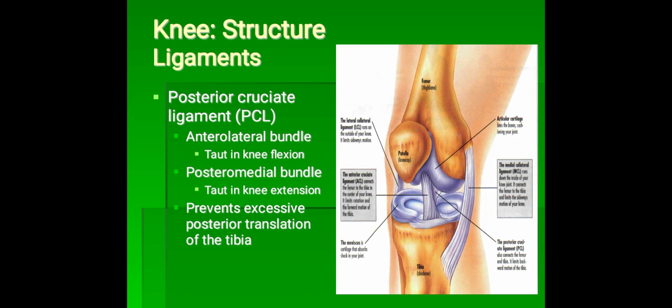The posterior cruciate ligament originates from the lateral surface of the medial femoral condyle and inserts on the posterior tibia approximately 1 cm distal to the articular surface. It has two bundles: the anterolateral and posteromedial bundle. The posterior bundle is taut when the knee is in extension, and the anterior bundle is taut when the knee is in flexion. Its primary function is to prevent excessive posterior translation of the tibia.